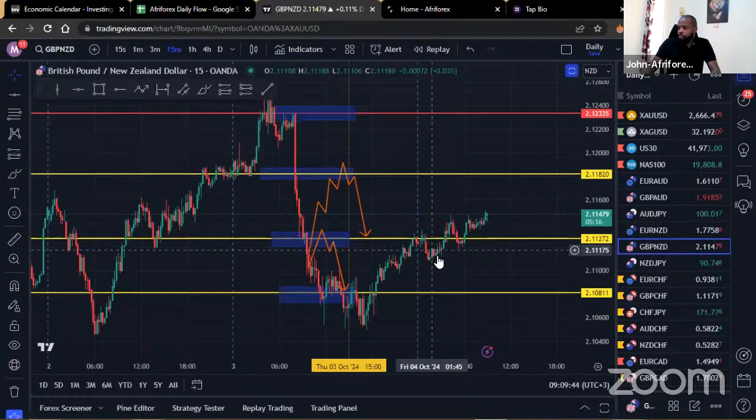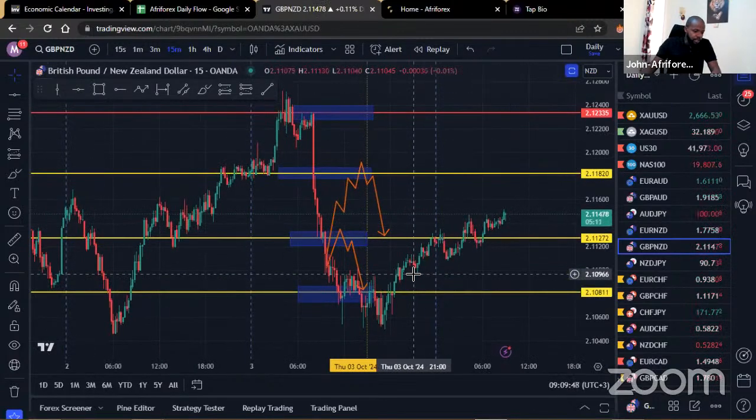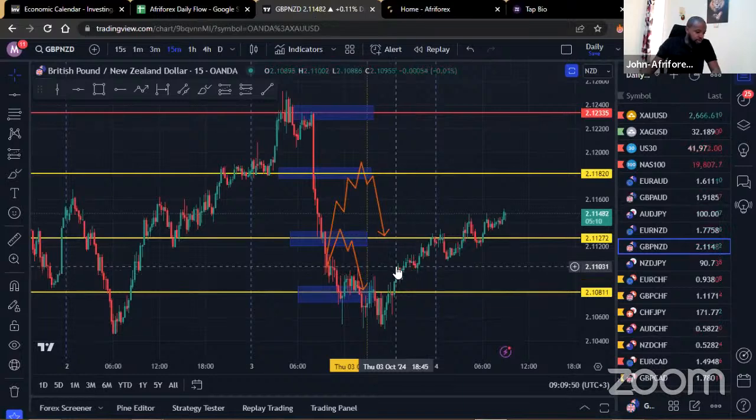And moving into today, not really a currency pair we will be trying to see whether we can trade. So the next one is the Great British Pound against the New Zealand dollar.